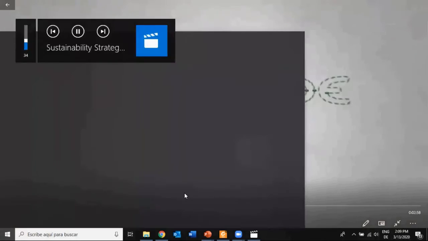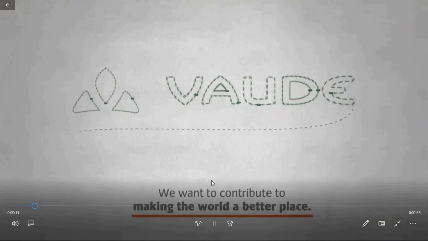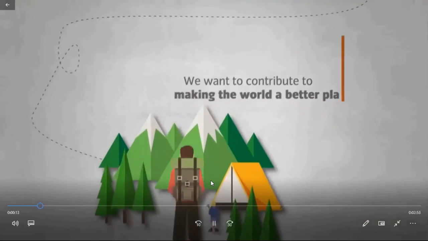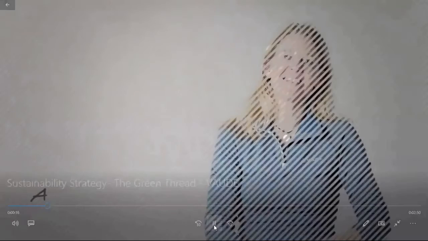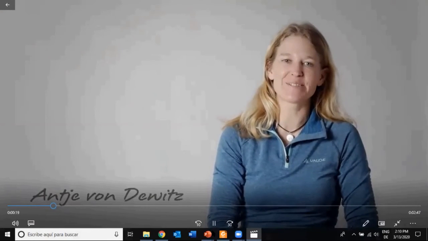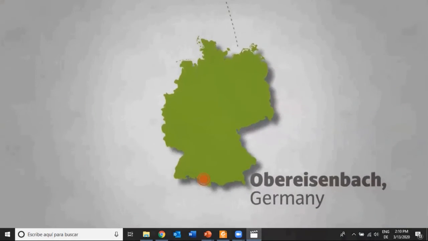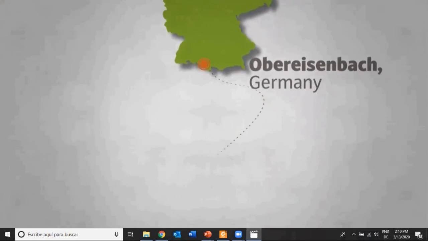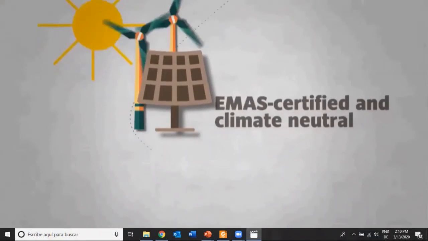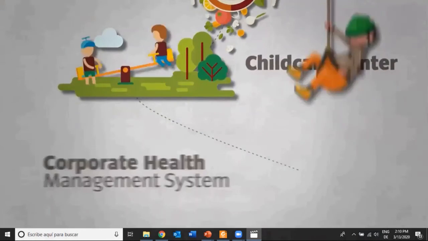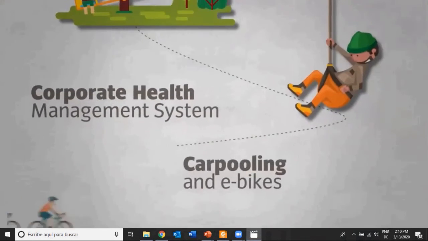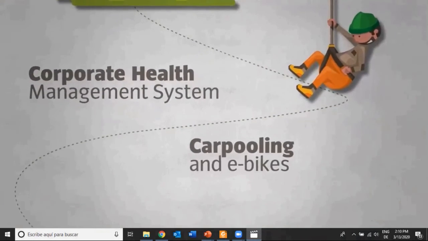VAUDE has a vision. We want to contribute to making the world a better place so that future generations will also be able to enjoy the great outdoors. The vision of VAUDE is that we want to be a sustainable company through and through. That means that everything that we do is ecological and socially fair. This can be seen at the company headquarters in southern Germany. There we are climate neutral, have an organic canteen, and an on-site childcare center. We offer sports classes for our employees and provide motivation to make their commute as eco-friendly as possible.